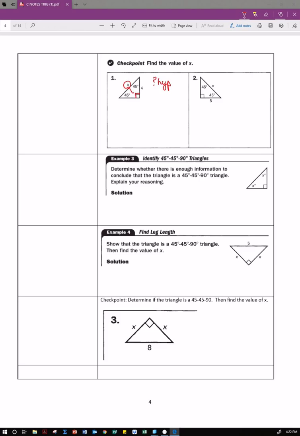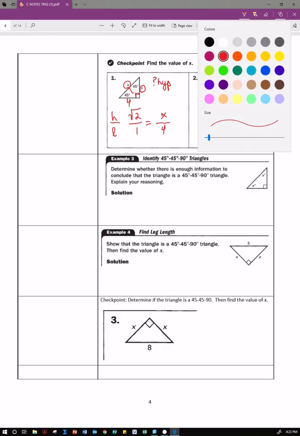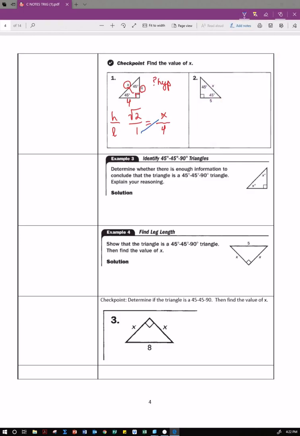Okay, I set up my proportion, hypotenuse to leg. I know that's square root of 2 over 1. And then I put the hypotenuse, which is the x, on top, and it looks like that leg is 4, so that leg is also 4. I cross multiply. 1 times x is 1x. 4 times the square root of 2 is 4 times the square root of 2. So that is my hypotenuse.